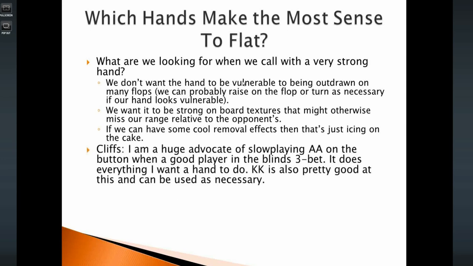All right, so for examples, I am a huge advocate of slow playing ace-ace on the button when a good player in the blinds 3-bets. That's by far the most common spot you're going to find yourself in, opening on the button and getting 3-bet. It does everything I want a hand to do. King-king is also pretty good at this and can be used as necessary. So think about aces when you're on the button and the blinds 3-bet you.